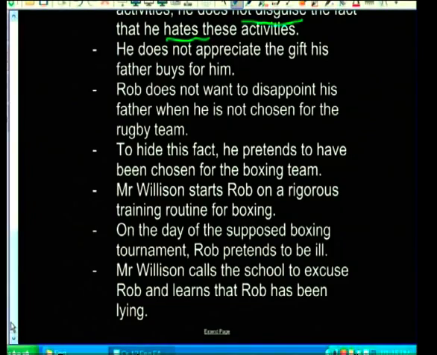And his father actually trains him and coaches him until the day on which the so-called tournament was going to take place in school. And Rob feigned illness, and this is when he was found out that he was actually lying, that there was no real tournament. So what do we learn from this? What do we actually learn from this? We will take a look at these lessons that one can learn from the story when we come back after the ad break.